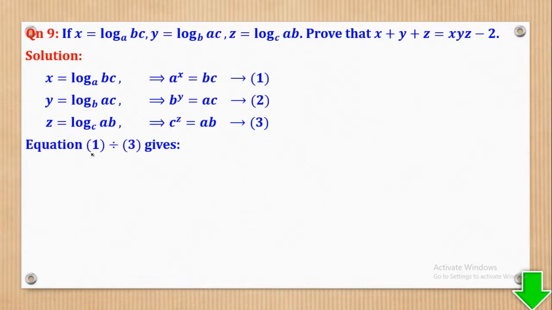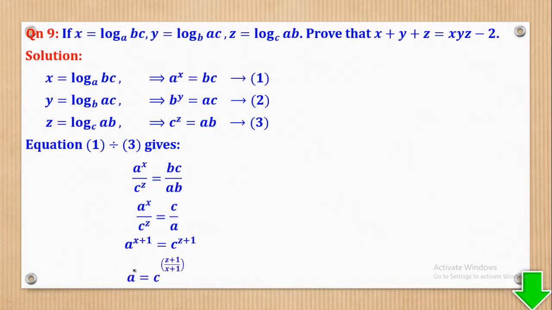Now equation 1 divided by equation 3, this divided by this will give me this. So this is here, and this is here, this is here, and this is there. So this b is common, so it will cancel to remain with c over a. Then when I cross multiply, this goes this side and this comes this side, and same base, so you add the powers, become a to power x plus 1, and here is c to power z plus 1. So when I make a the subject, it implies that this one will go this side by becoming the reciprocal. So that is why you see here z plus 1 over x plus 1.